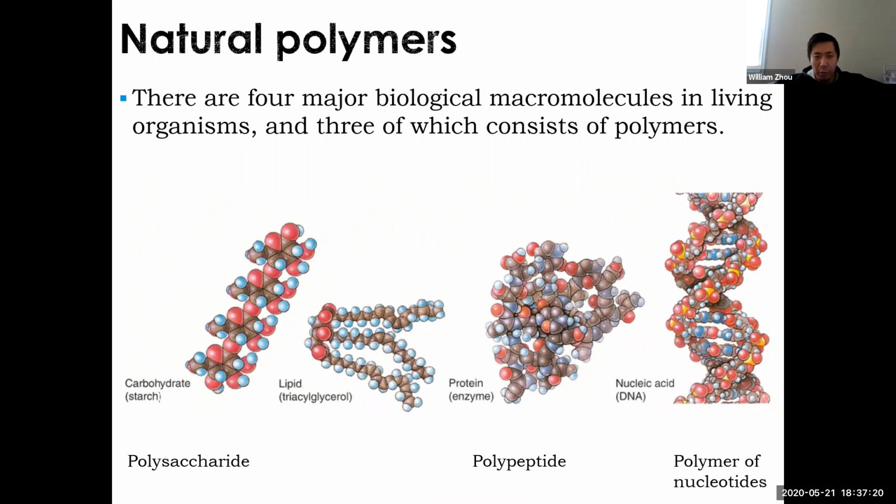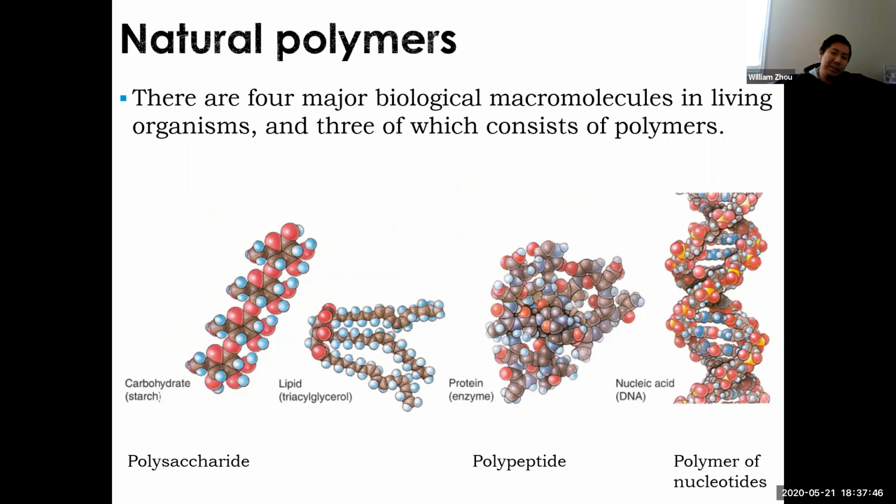Okay, so there are 4 major biological macromolecules in living organisms. And you learned this in grade 12 biology if you took that course. That's the first unit in grade 12 biochemistry. We're basically going to summarize biochemistry in a few slides. The 4 major macromolecules include carbohydrate, lipid, protein, and nucleic acid.